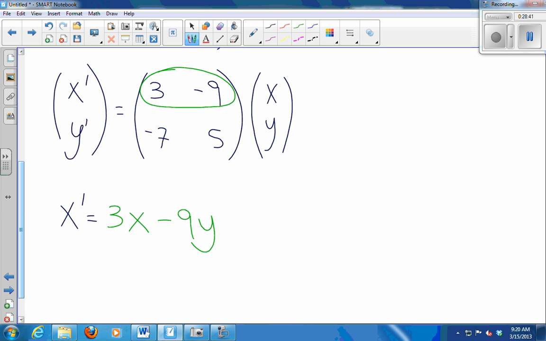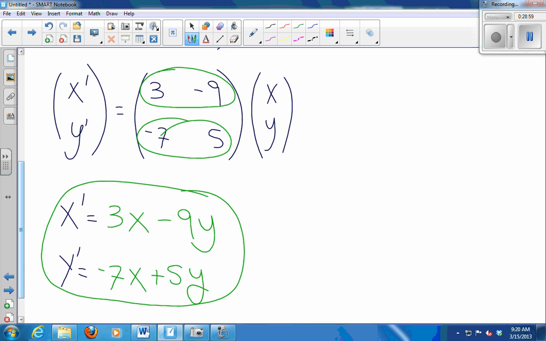Right, and then you do the same thing for the next row. So y prime, this entry, is equal to this row times my column vector, -7x plus 5y. So there's my system.